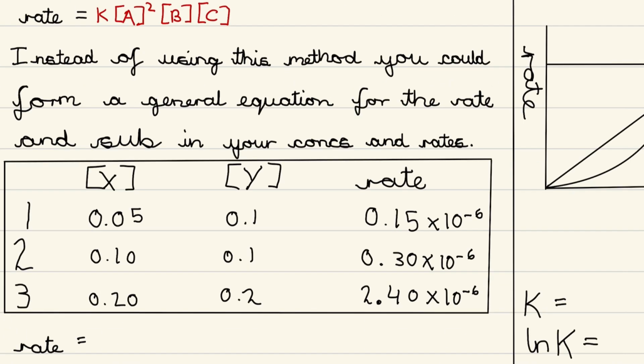Now instead of using this method, you could form a general equation for the rate and sub in your concentrations and your rates. However, this does involve a bit more advanced maths. So for example, for this experiment that we have here, we've got that the rate is equal to k[X]^m, where m is some power that we don't know. And then we've got [Y] to some power, let's just call that power n. So then we can sub in our experimental values.